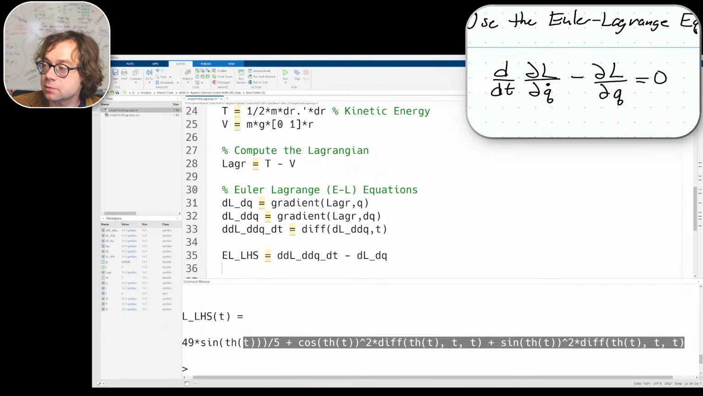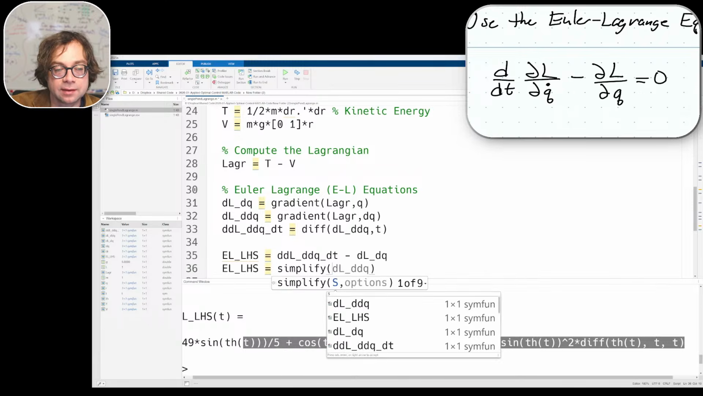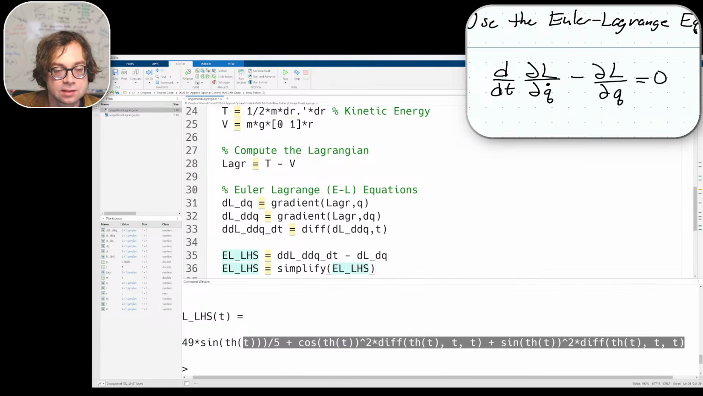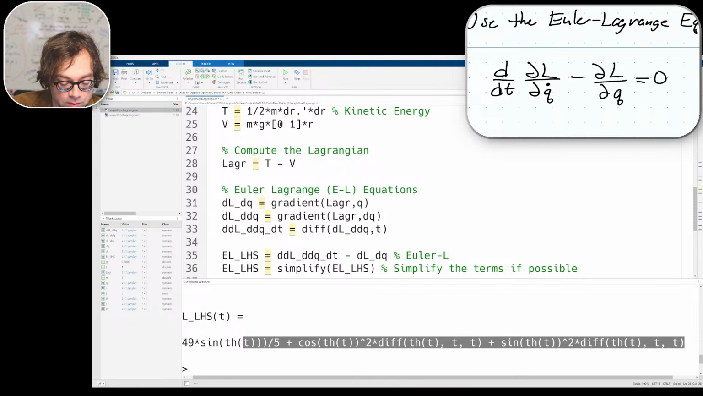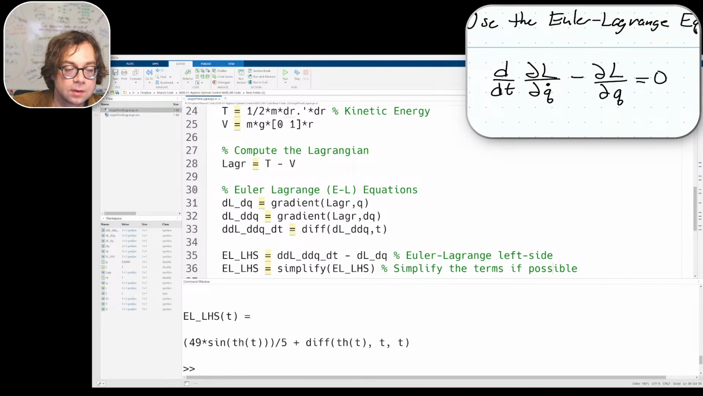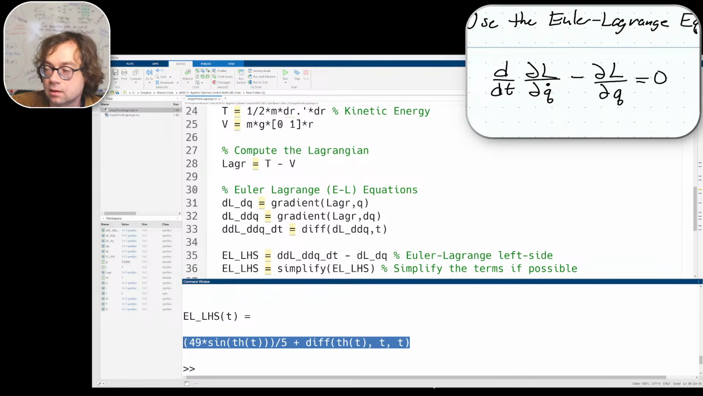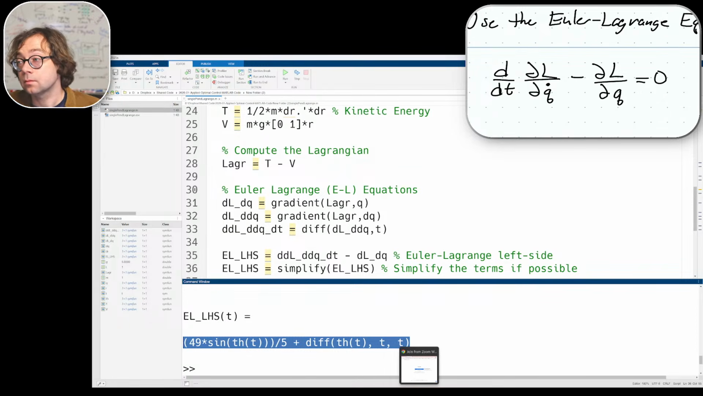Now we can simplify it because some of the math is more complicated than it needs to be. We can say EL-LHS, we want it to be a simplified version of itself. Please simplify it. EL-LHS, simplify the terms if possible. So Euler-Lagrange left-hand side. The right-hand side is going to be 0. Here we go, Euler-Lagrange left-hand side. Look at that. Okay? Question.